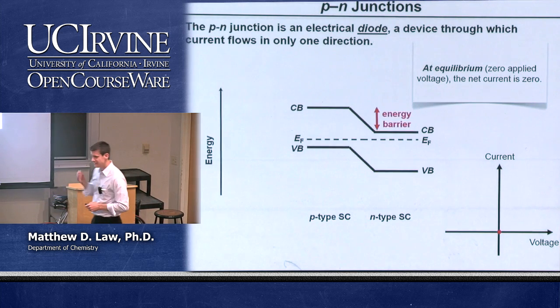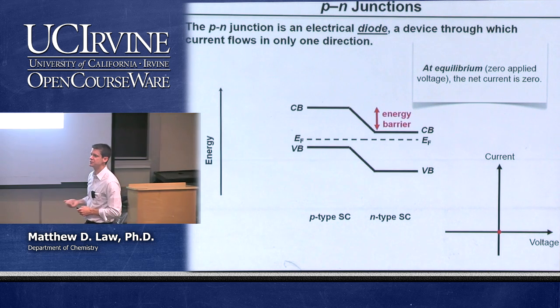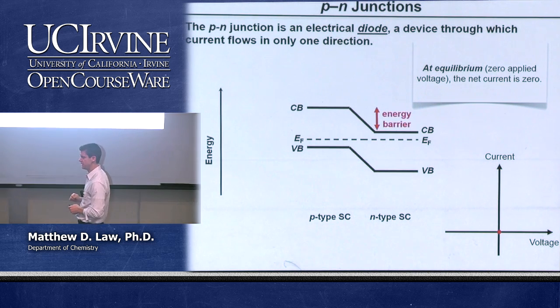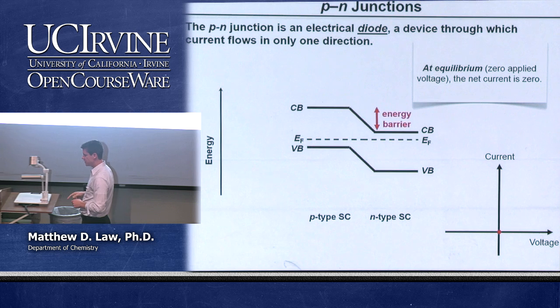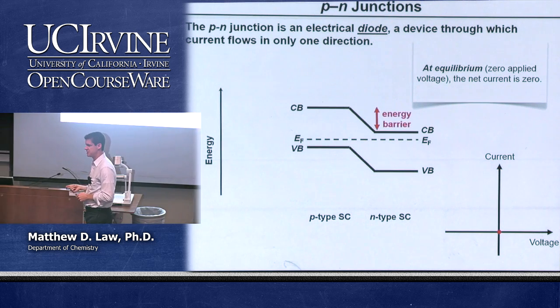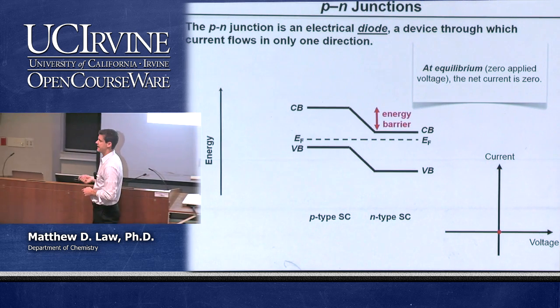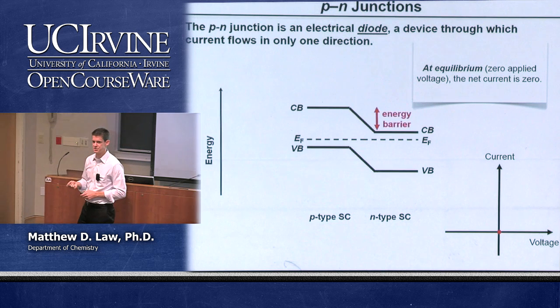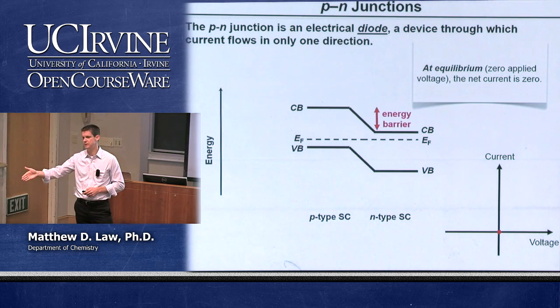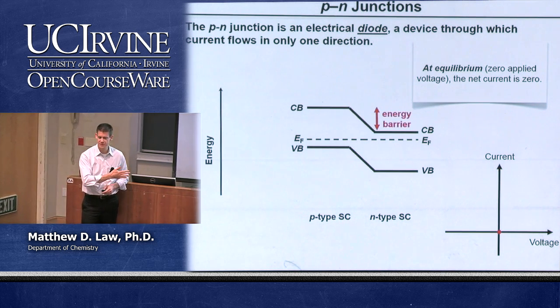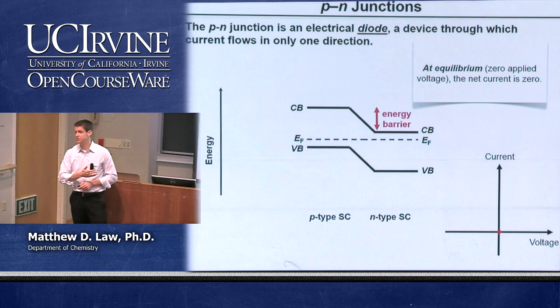Let's look at the current voltage characteristics of one of these p-n junctions. A p-n junction is also called a diode, a semiconductor diode. And a diode is something that passes current strongly only in one direction. And in the reverse direction, doesn't pass much current at all. Ideally, doesn't pass any current at all.